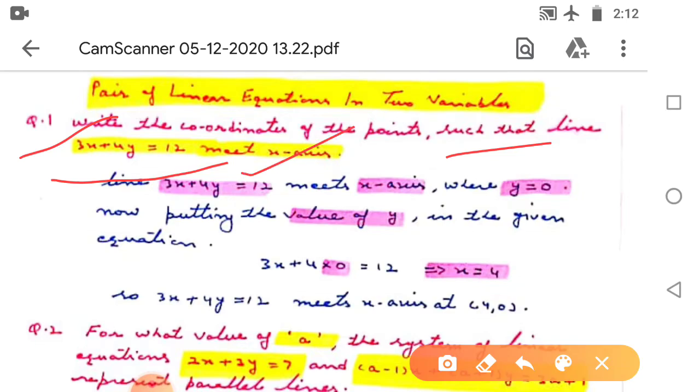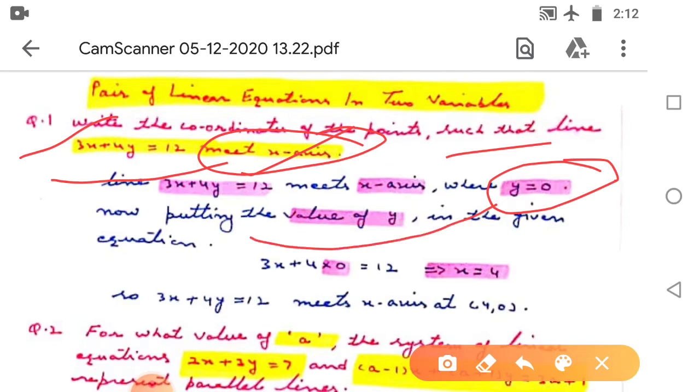Once again, write the coordinates of the point such that line 3x plus 4y is equal to 12 meets x-axis. On x-axis, the value of y is 0. After putting the value of y as 0 in this equation, 3x plus 4 into 0 is equal to 12. So 3x is equal to 12 and x is equal to 4. So the coordinates of the required point is 4 comma 0, right?